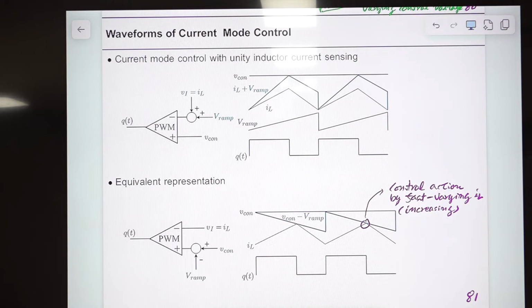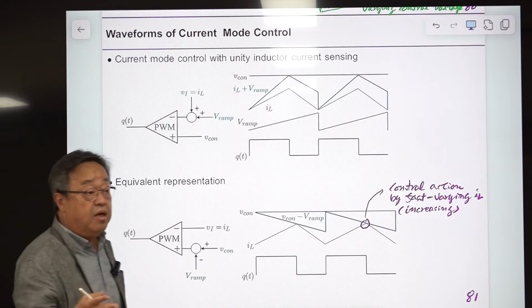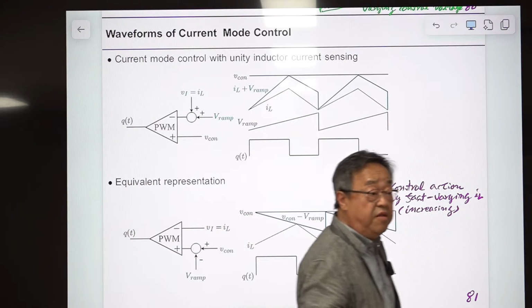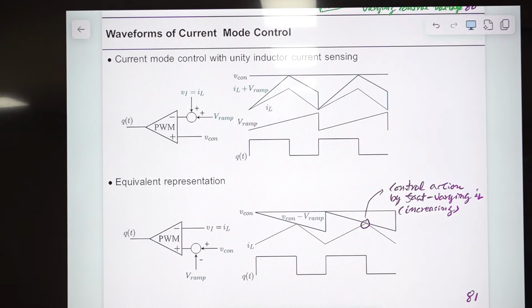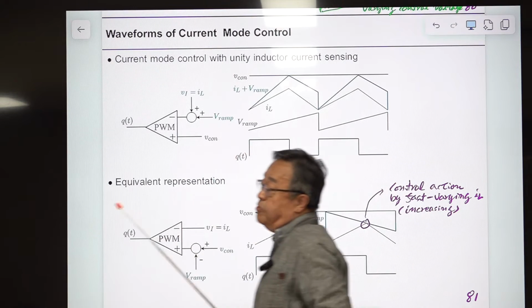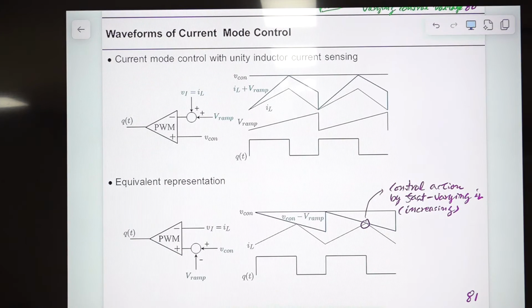Once you fully understand this sampling effect, then you can understand why we ignored the sampling effect in the classical analysis, and we are good in analysis, design and modeling. The reason for that is explained later. And these are the waveforms we'll be using to address the sampling effect of current mode control.